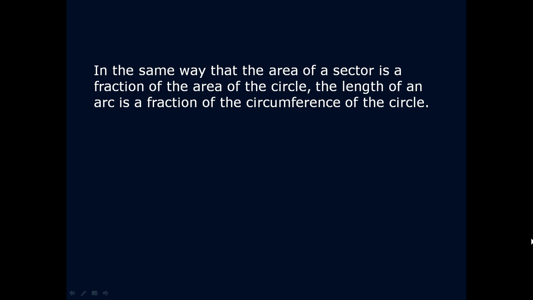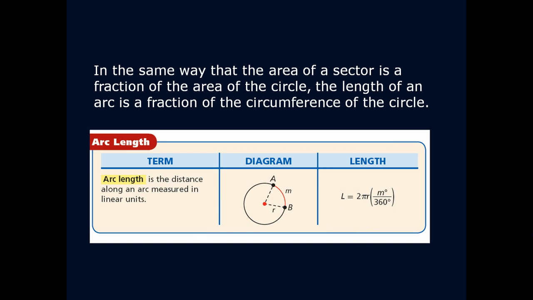In the same way that the area of a sector is a fraction of the area of the circle, the length of an arc is a fraction of the circumference of that circle. Arc length is the distance along an arc measured in linear units. So if we are looking at the arc here, L, the length, equals 2 pi r times the measure of the central angle in degrees over 360.